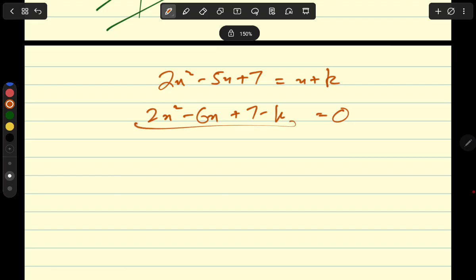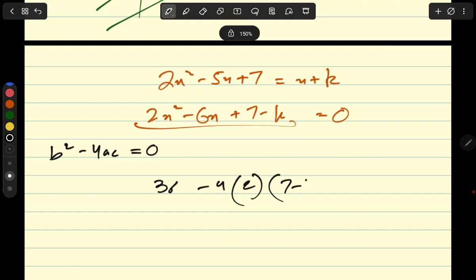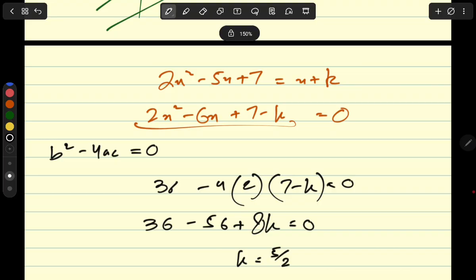And now this is a quadratic function, and we know that it touches the x-axis at just one point. So what are we going to do? We are going to find its discriminant, b squared minus 4ac, and set it equal to 0. So b is minus 6. So 36 minus 4 times a, where a is 2 and c is 7 minus k, equal to 0. So this is going to become 36 minus 56 plus 8k equal to 0. So k is going to be 5 upon 2, right?